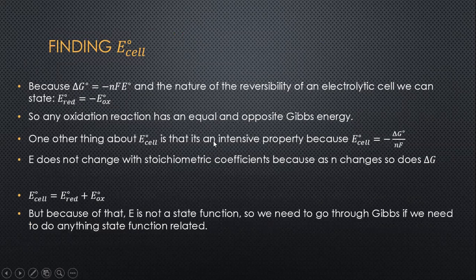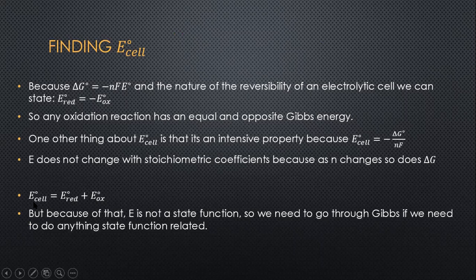So one thing about E cells is that it's an intensive property, because E cell is equal to delta G standard divided by nF. E does not change with the stoichiometric coefficients, because when n changes, so does delta G. So delta G takes n into account. As those two change, they change identically and cancel each other out.